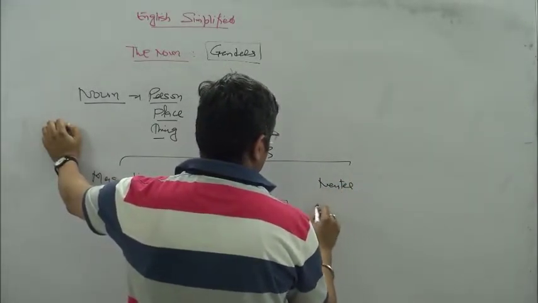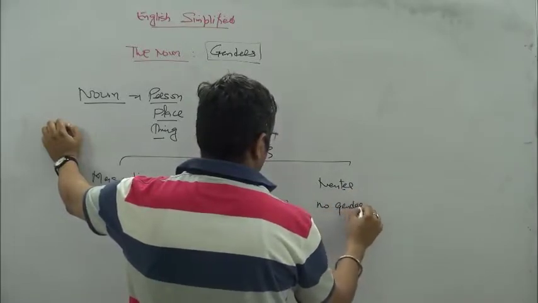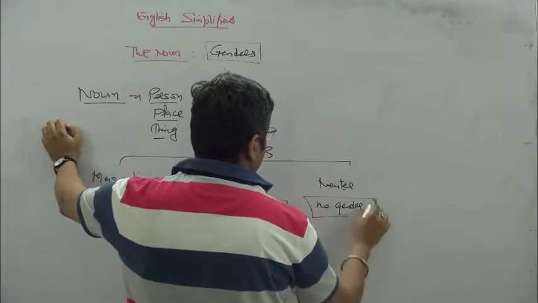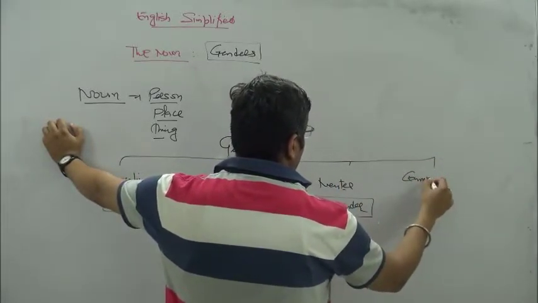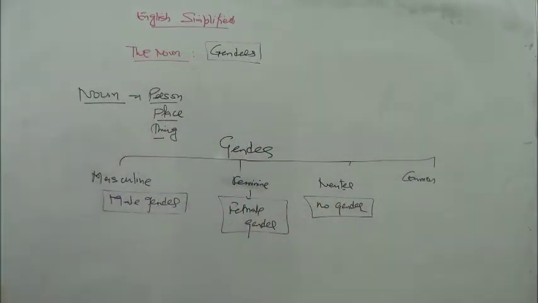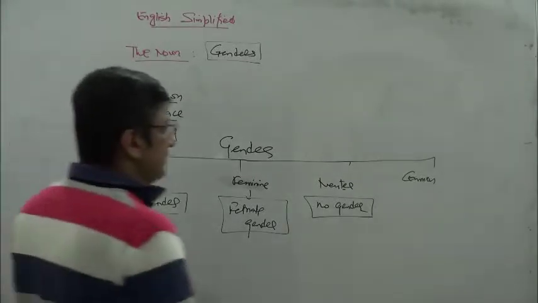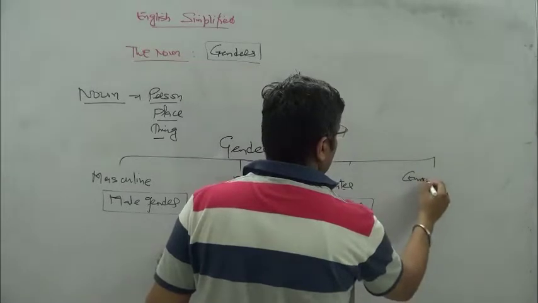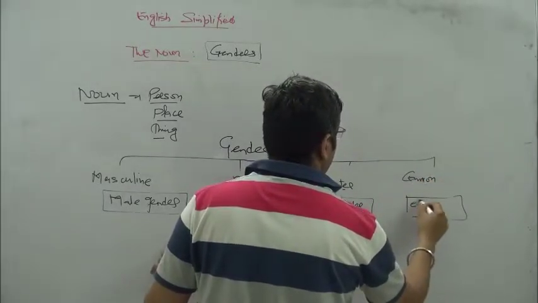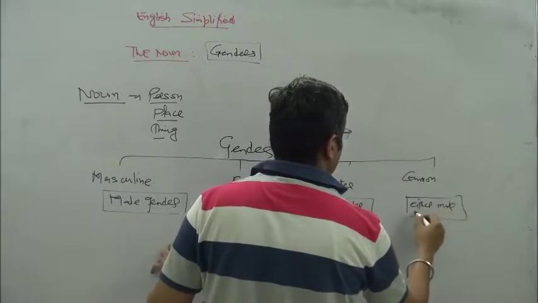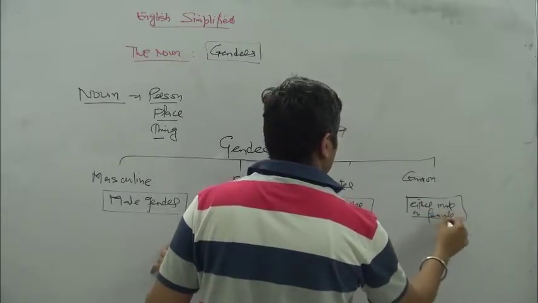which has no gender to that. And then we have of course a common gender. Okay, so when I look at these four categories, so as the name goes, it would represent either male or female.